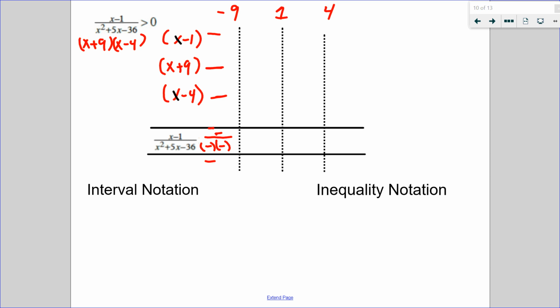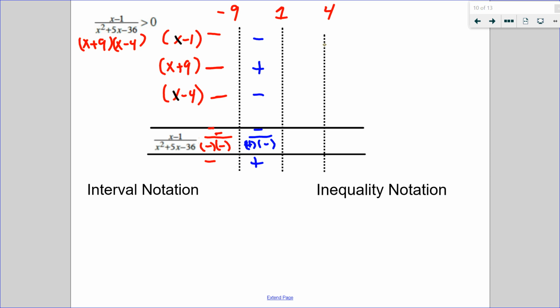So we keep going, checking our range within here. For example, anything between -9 and 1, you can test. 0 might be an easy one because 0 minus 1 is negative, 0 plus 9 is positive, and 0 minus 4 is negative. So then I'm having a negative divided by a positive times a negative, which is a positive. Sorry, the calibration is a little off here, but negative divided by negative ends up being positive.